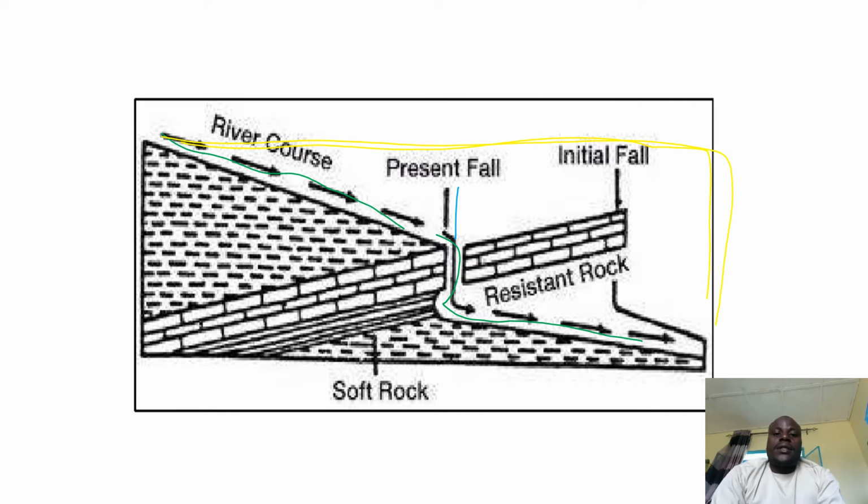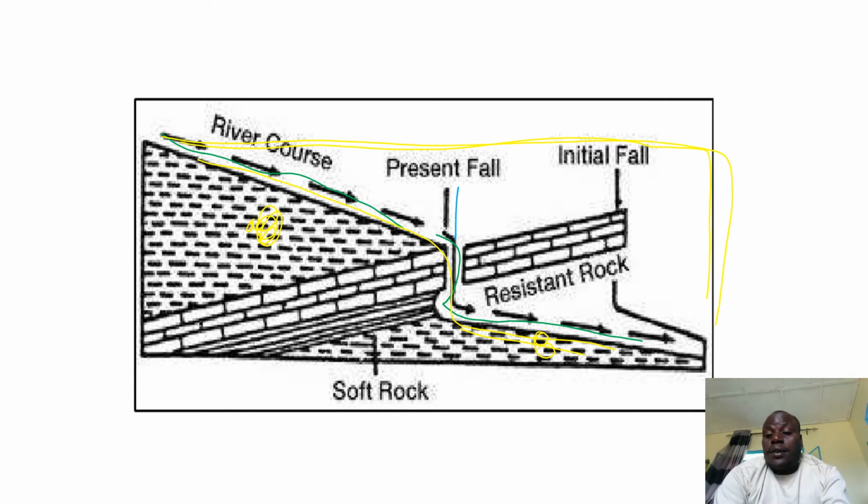But because of having this rock of two different characteristics, one part is hard, this area is hard, and another part is soft, this river was forced to erode further deep this part of the rock which is soft. Then it began flowing on a steep gradient, forming a waterfall.